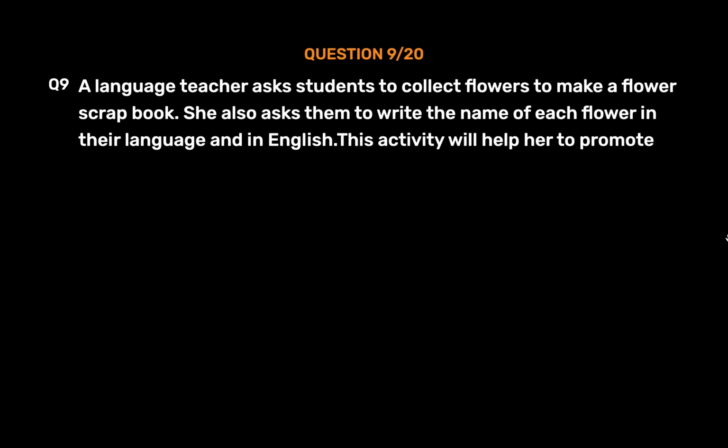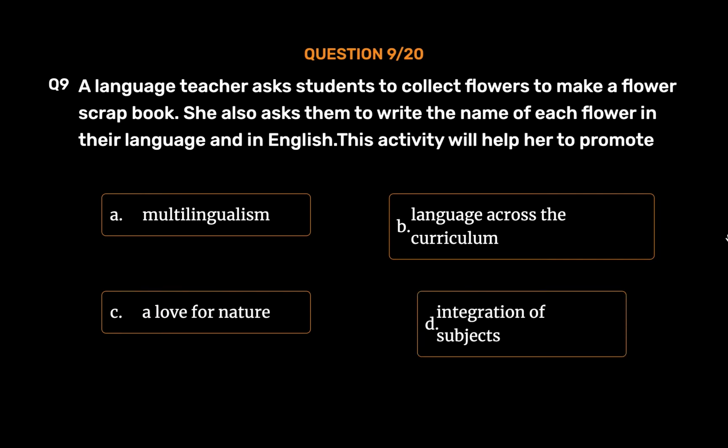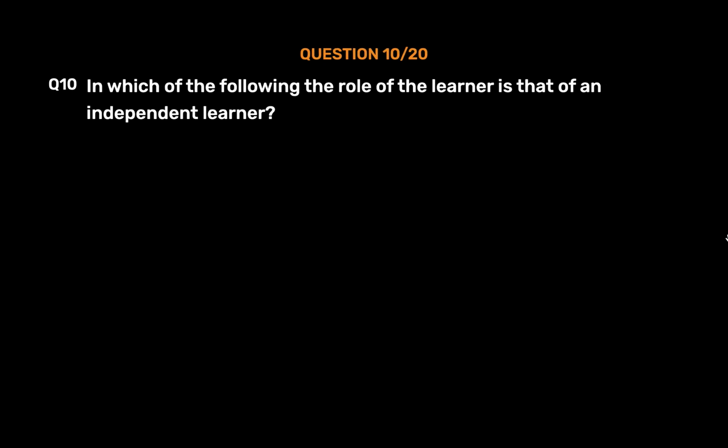Question number 9. A language teacher asks students to collect flowers to make a flower scrapbook. She also asks them to write the name of each flower in their language and in English. This activity will help her to promote Option A. Multilingualism. Option B. Language across a curriculum. Option C. A love for nature. Option D. Integration of subjects. The correct answer is Option B. Language across a curriculum.